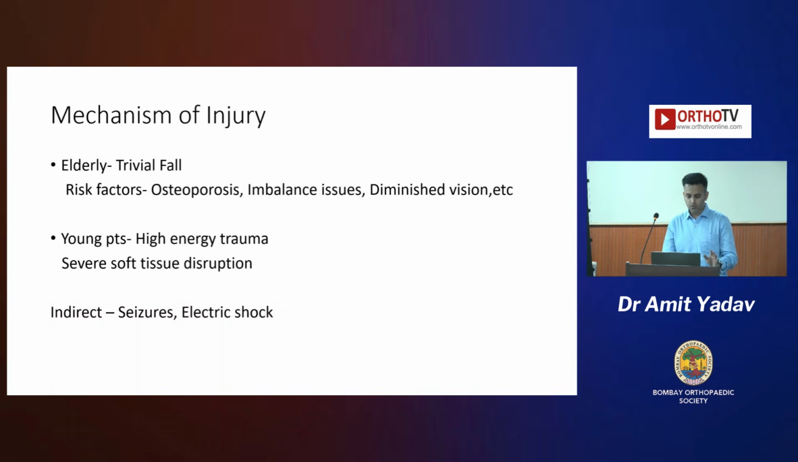They are more prone because of the osteoporosis, because of their vision disturbance, imbalance issues, and in young patients it's usually a high energy trauma. With this high energy trauma, there is severe soft tissue disruption. The other mechanisms could be a seizure or electric shock.